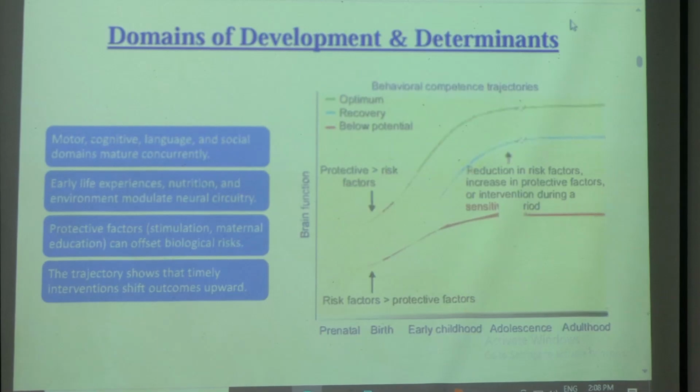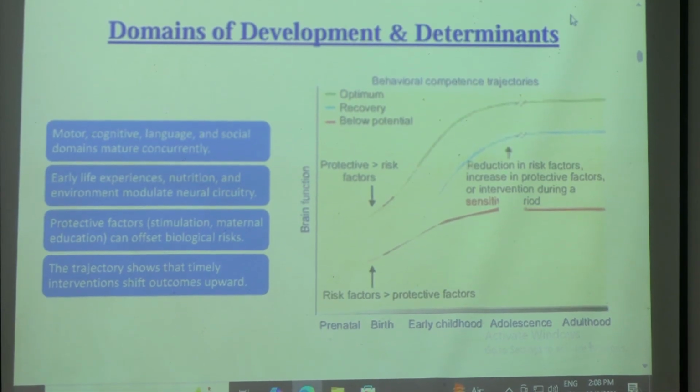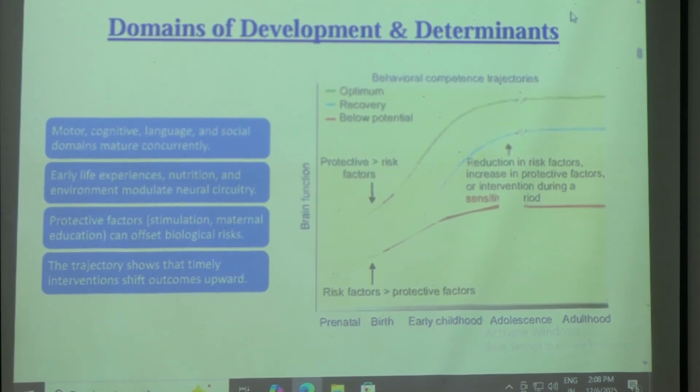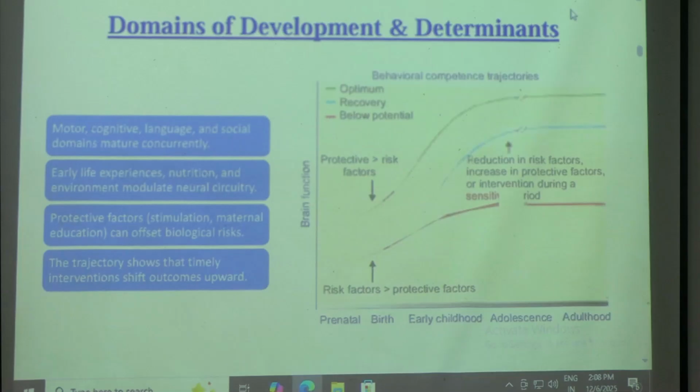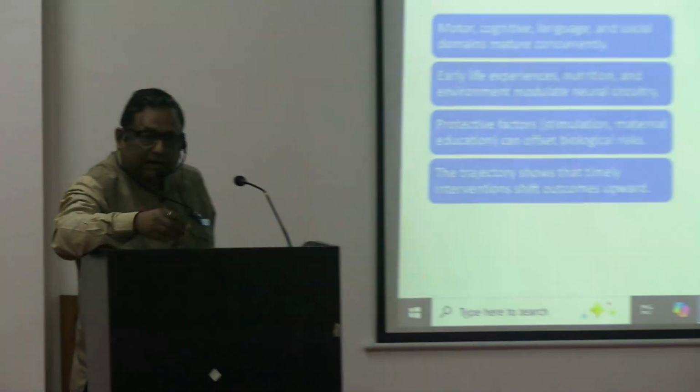Okay? Determinants of development. Motor, cognitive, language and social domains mature concurrently. Understand? So when you examine a baby for developmental assessment, don't examine only motor. Examine the others also. In this age group, what should the language be, what should the social development be. Developmental delay may affect one domain or two domains. That is called global developmental delay.